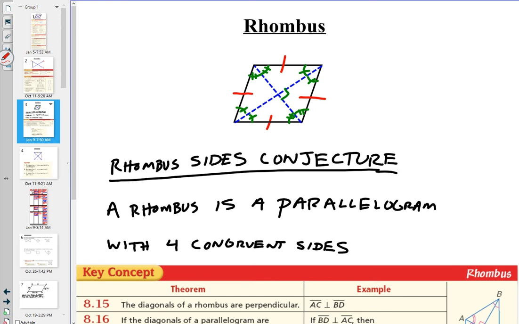The next special parallelogram is a rhombus. Everything that is true about a parallelogram is also true about a rhombus. Every rhombus is a parallelogram, but not every parallelogram is a rhombus. What's the most basic rule that we're going to add on for rhombuses? Now it's not the 4 angles that are congruent. It's the sides that are congruent.